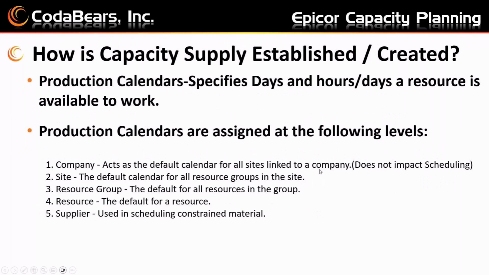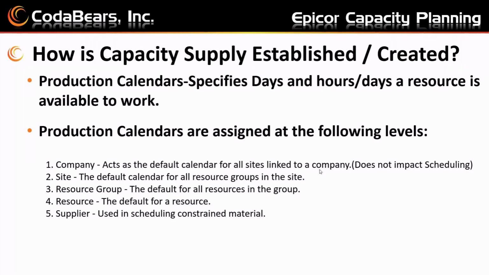So how is our capacity as an organization, as the shop floor, established and created? A primary tool and input is the production calendar. These specify days and hours that a resource is available to work. And this works on many levels. At a minimum, you have to have one production calendar that defines the company at the company level. You can also have different calendars by site, then by resource group, and by resource.